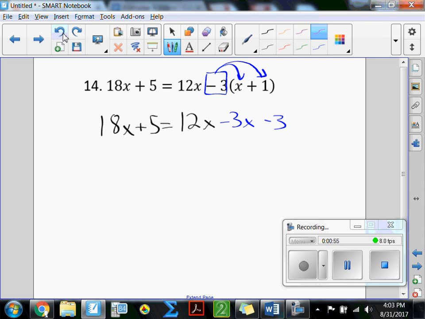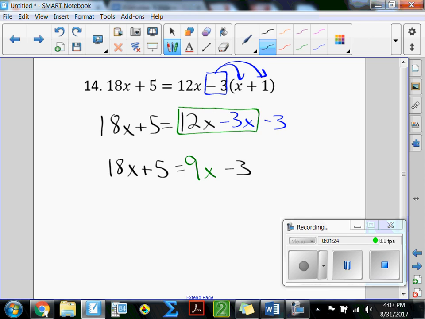So now that I've distributed correctly, I can keep going. I like to combine like terms. When we combine like terms, it's because they're on the same side of the equation. So I'm not doing an opposite, I'm not doing an inverse, I am not doing an undo. I am simply doing what I see. 12x minus 3x is 9x. Everything else stays the same. 18x plus 5 equals 9x minus 3.